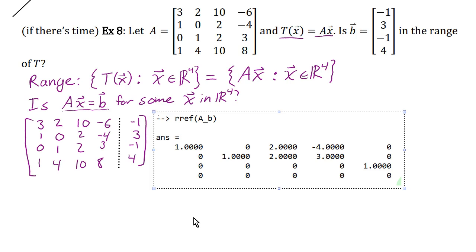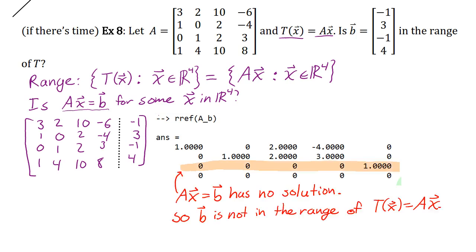And we can see that it's possible to make this first equation work. This first equation says x1 plus 0 x2 plus 2 x3 minus 4 x4 equals 0. That's fine. The second equation you could make work, but the third equation here would be 0 equals 1. So there's no way to make 0 equals 1, which means there is no way to make b equal to T of x. So the answer to this question is no. I just wrote out that answer here in a little bit more detail.